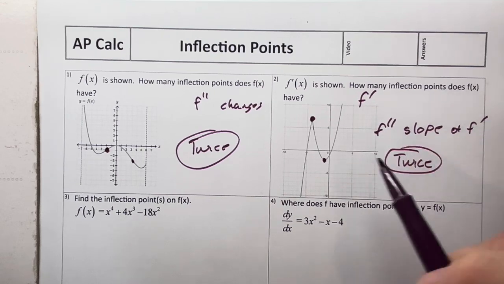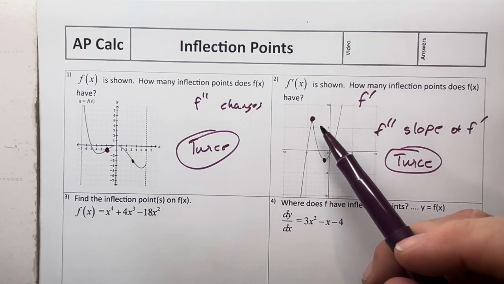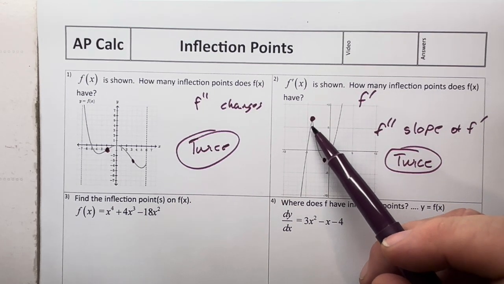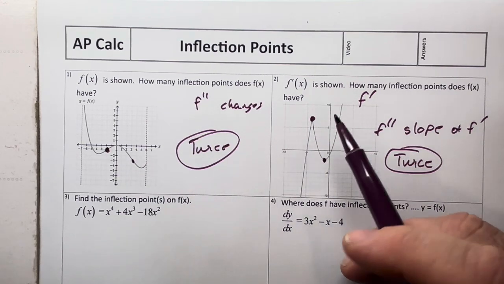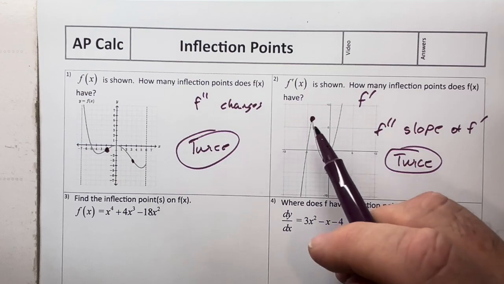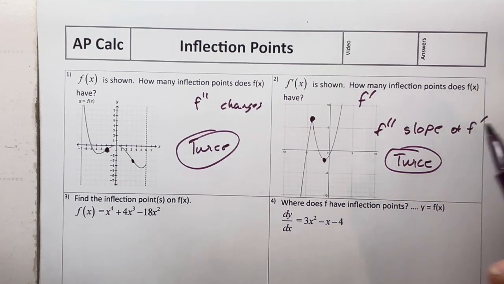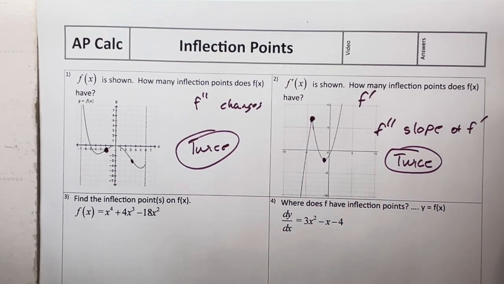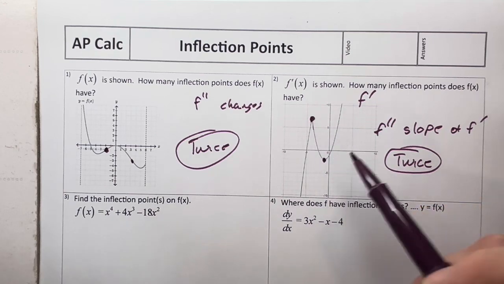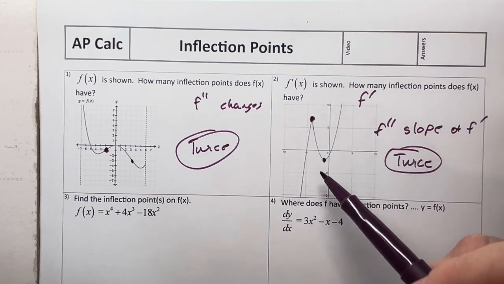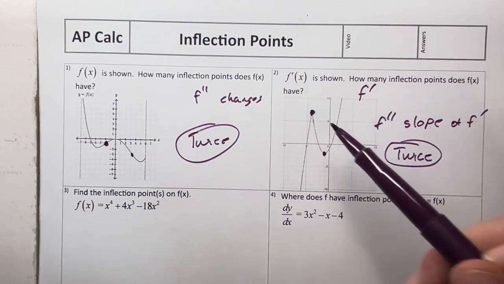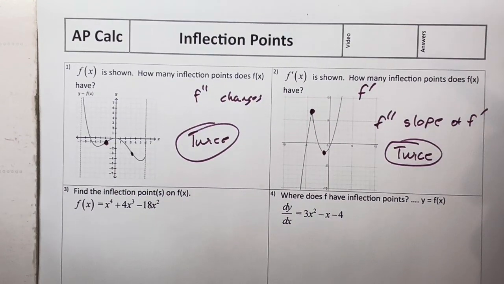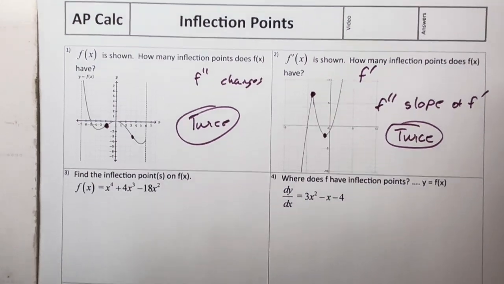A few people say, but wait, this is a corner. You can't have an inflection point at a corner. Well, that's true if you're looking at f, but the fact that this point exists means that f prime exists here. So you will still have inflection points wherever the sign changes, assuming that the point exists on f prime, because if the point exists, then f is differentiable. So we still want to say twice there.